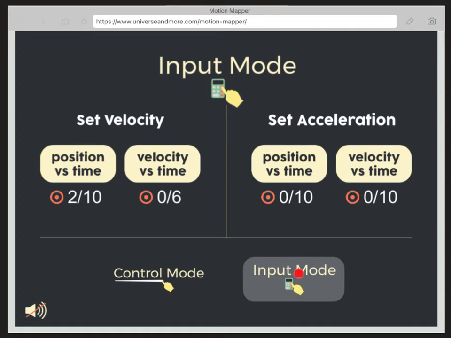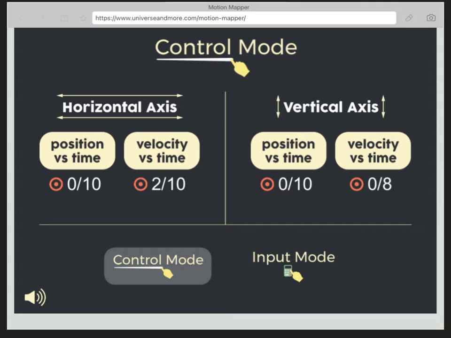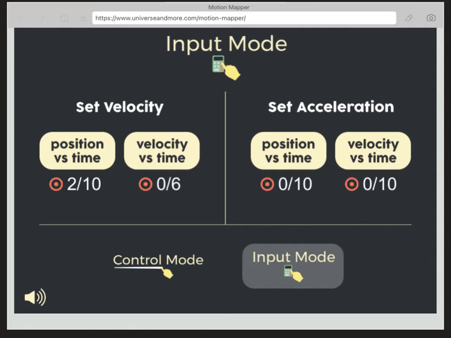First thing though, make sure it is in input mode. If it doesn't say input mode up there, you need to click down here on it. Because if it's in control mode, then you're not doing it right. You got to move the person around. Make sure it's in input mode, click on there. All right, we're going to start again with position versus time.